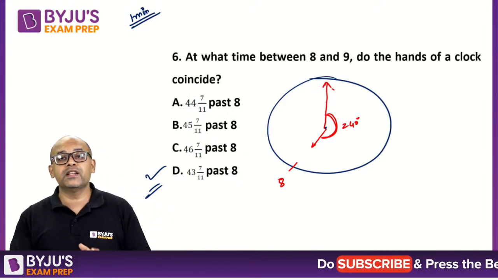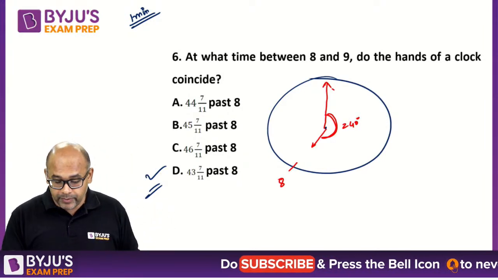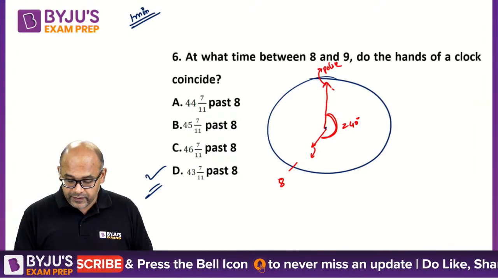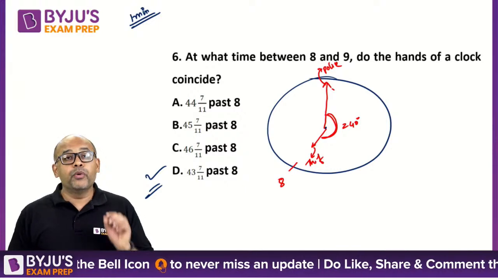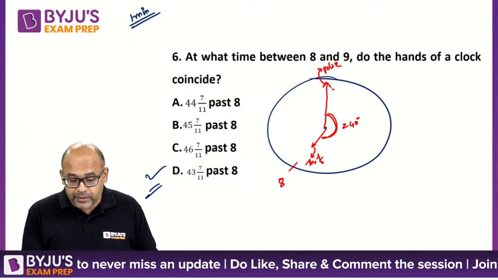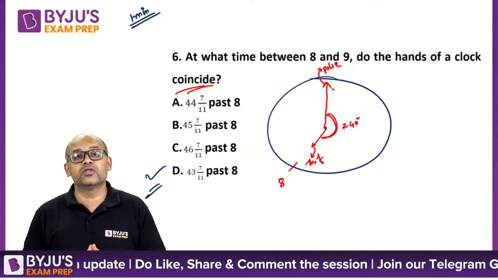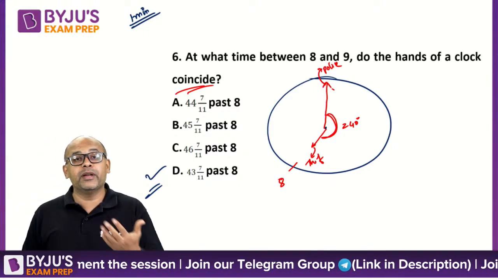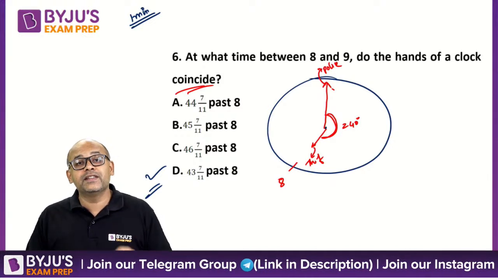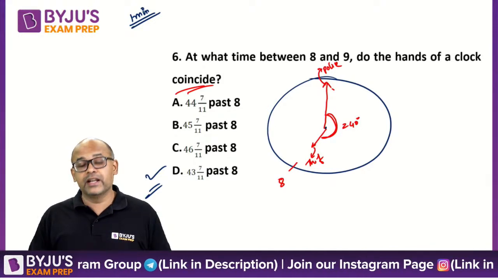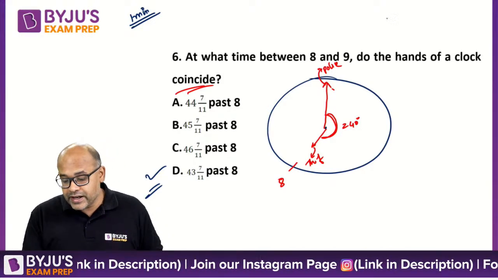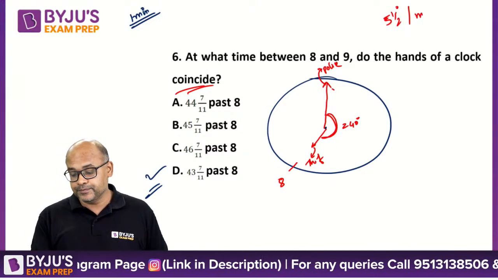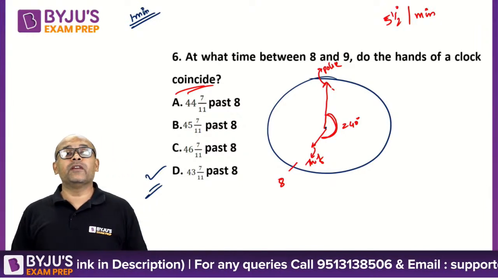Think of it again as a police and thief problem. This is your police, this is your thief. The police should catch the thief. Coinciding means what? They are meeting each other. So coinciding is meeting. So the police is running from behind and coming to catch the thief. The distance between them is 240 degrees. The relative speed is 5.5 degrees per minute. What is the time taken for them to meet?